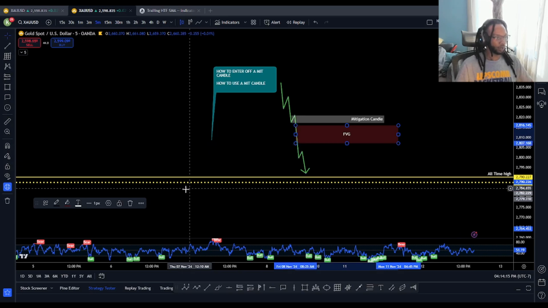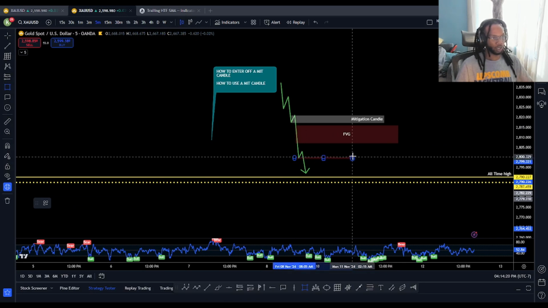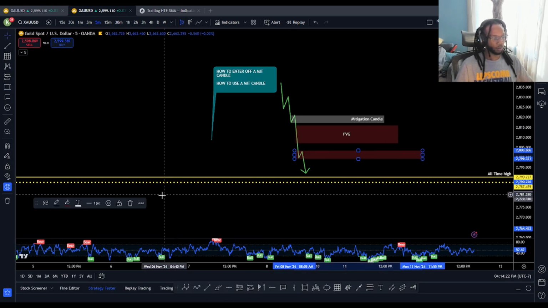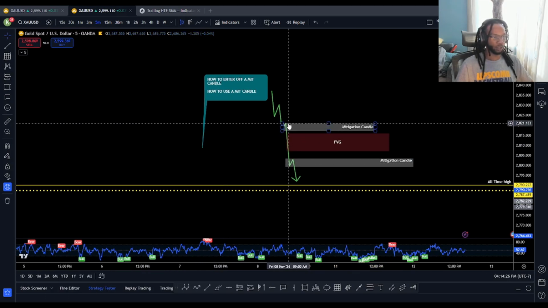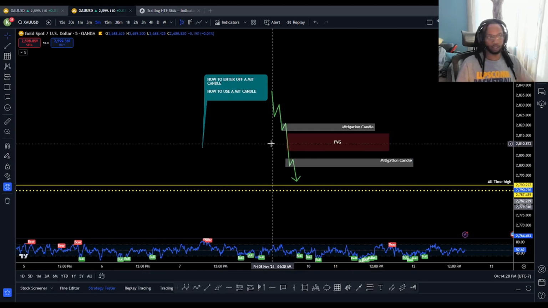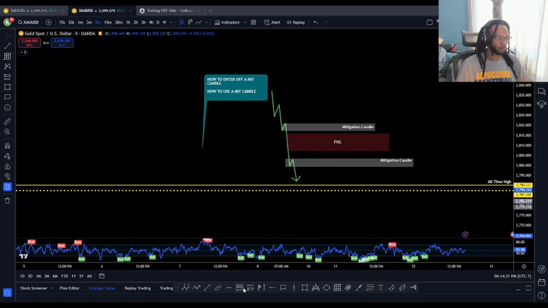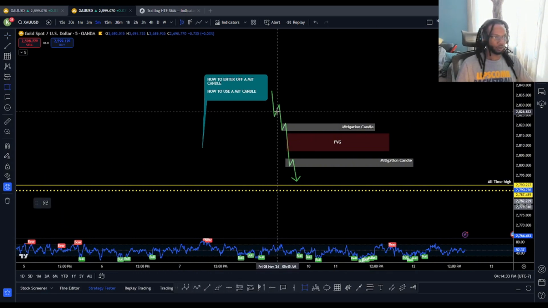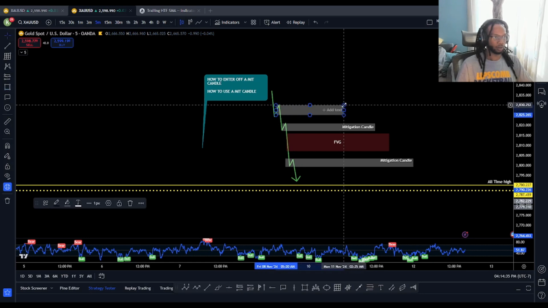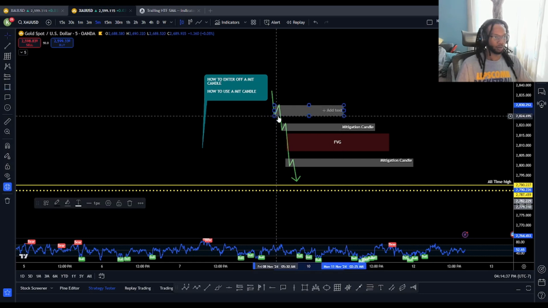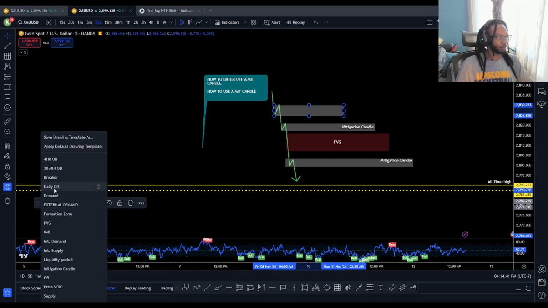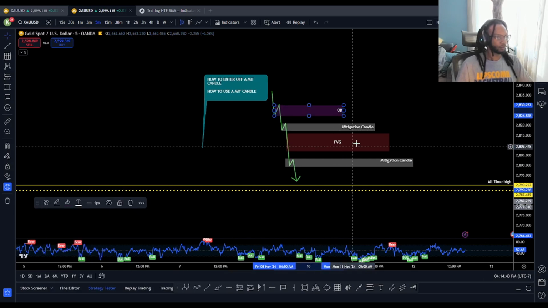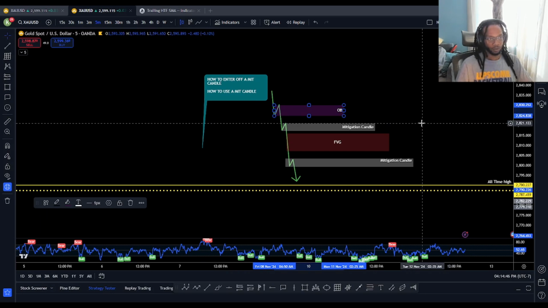Up in this area we have wicks. Then we still have a mitigation candle here. This formation and look of the markets happen all the time. All the time. And we'll have an order block with this one right here. Okay.